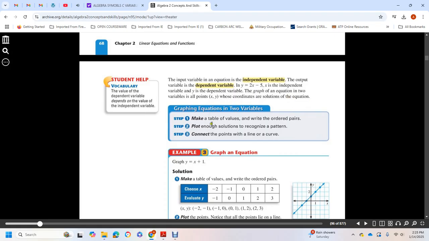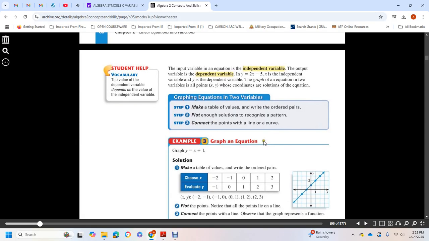To graph an equation in two variables: Step 1, make a table of values and write the ordered pairs. Step 2, plot enough solutions to recognize a pattern. Step 3, connect the points with a line or a curve.